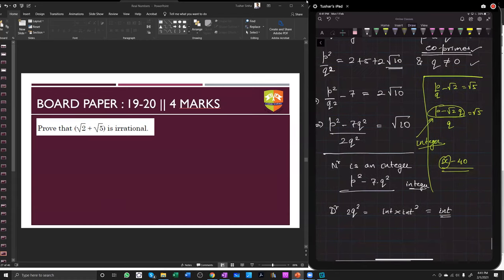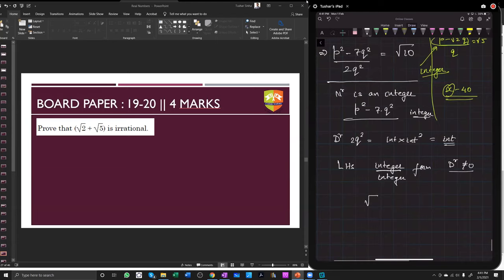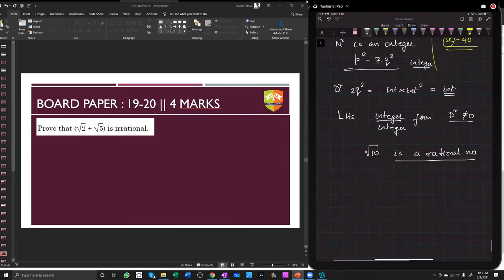No problem. So hence we see that the LHS is of integer by integer form, and clearly the denominator is not equal to zero. That means root 10 can be expressed as a rational number. Root 10 is a rational number. Correct? But you can disprove it by doing what?